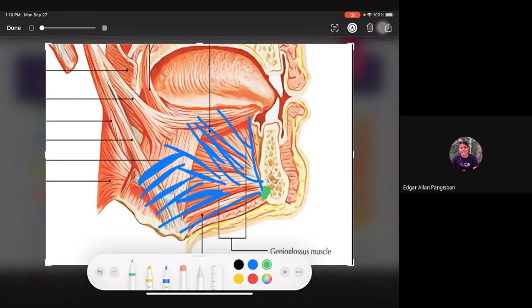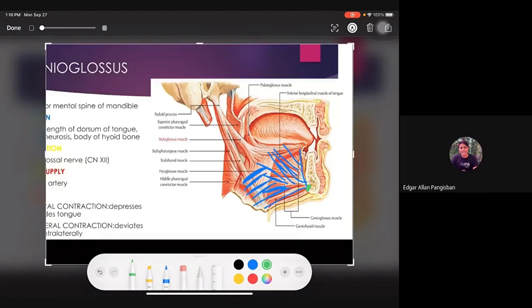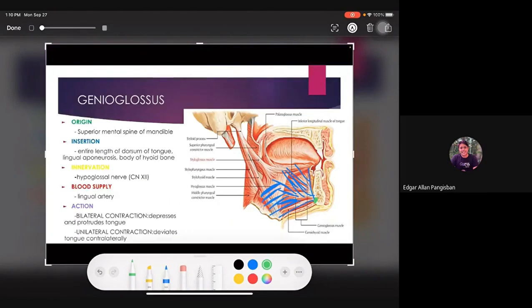So the superior mental spine is its origin, and it is inserted into three parts, making it the largest and has the widest range of insertion among the muscles of the tongue. We did not include the palatoglossus here. Actually, the palatoglossus is a muscle of the tongue. However, since the origin of your palatoglossus is in the soft palate, the palatine aponeurosis, it is counted as a muscle of the soft palate.